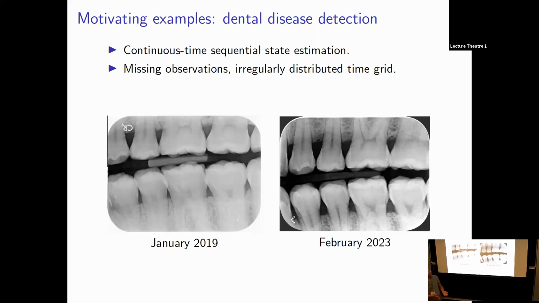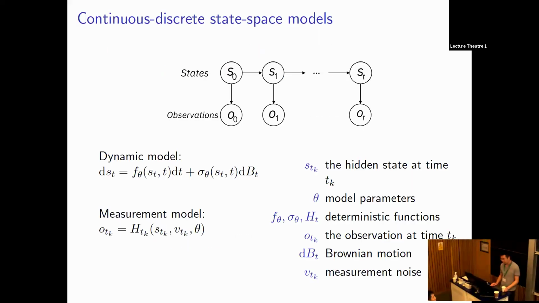The point I want to make here is that not only are the data distributions unknown and changing, but the disease also progresses continuously. You don't have regular time steps, and you also don't have regular dental visits. So you have a continuous update of your states and also irregular observations. How can we perform filtering?